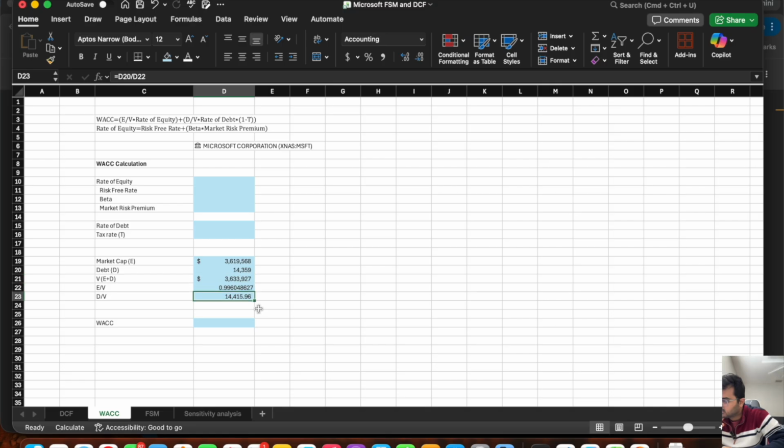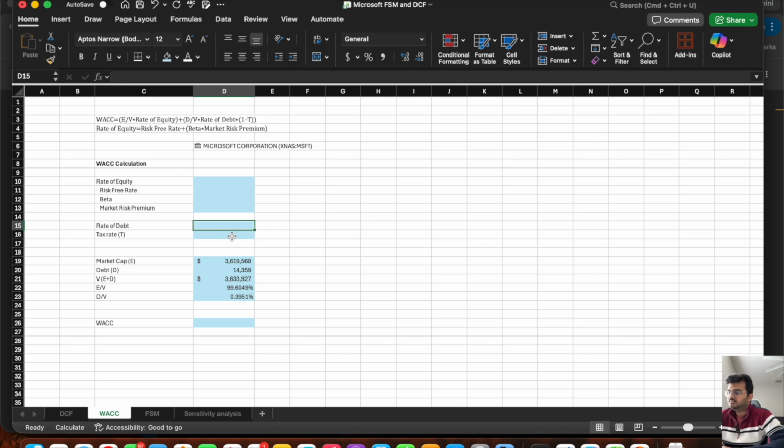I think I did something wrong. Here it is. Okay, I think I want this in percentage. Put it in percentage. Okay, this feels much better. So what we are saying is, even though the company has around $14 billion in net debt, they have approximately 3.6 trillion dollars in market cap. So this debt is literally negligible. Now we have these two components, E by V and D by V. Now we are waiting for rate of equity and rate of debt.